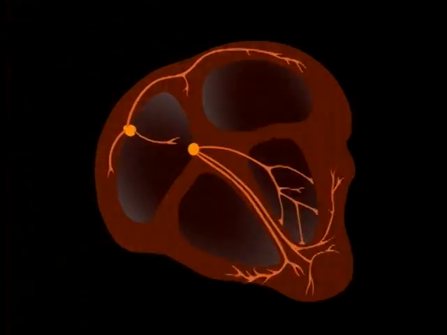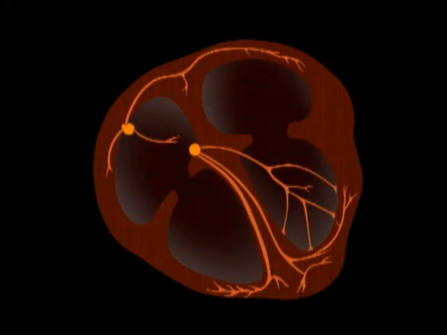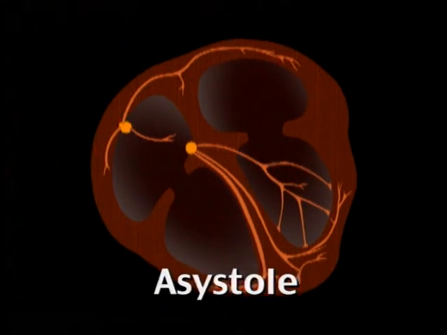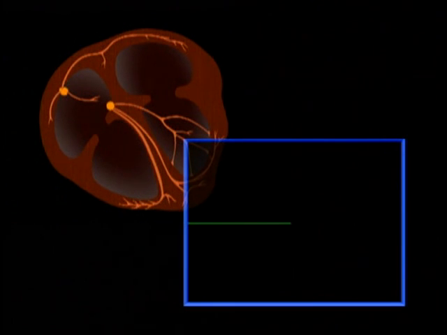If a life-threatening abnormal heart rhythm is not corrected, all electrical activity in the heart will eventually stop. No electrical activity in the heart is a condition called asystole. Defibrillation will not correct asystole. Even though there is no electrical activity in the heart, you should still give CPR.